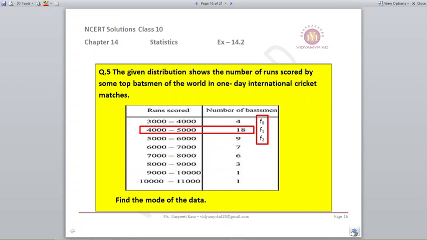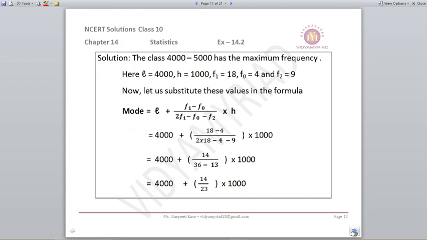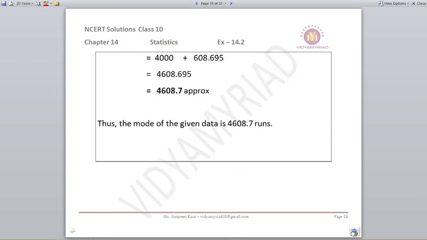So clearly we can find out the information from the table itself, and using this we will put it into the formula. It becomes 4000 plus 18 minus 4 upon 2 into 18 minus 4 minus 9 into 1000. Solve this, you will get 4608.7 runs approximately.